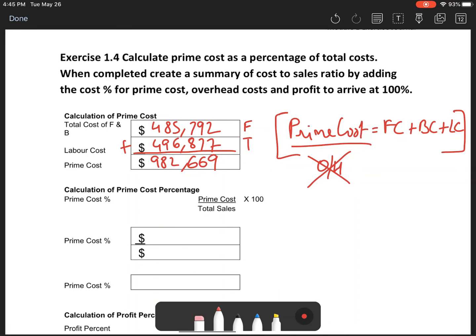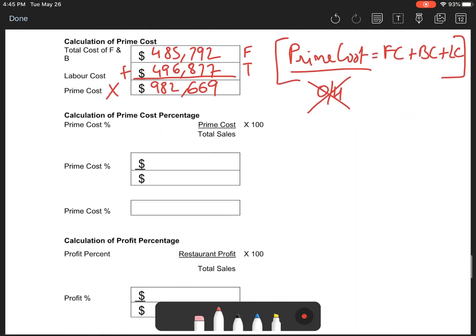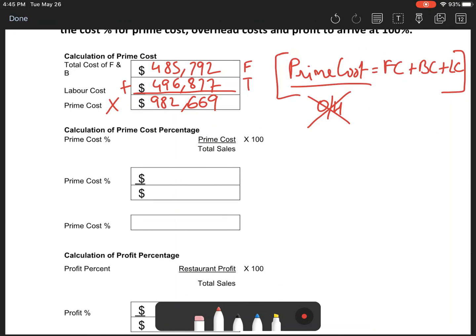But now we want to know the prime cost percentage. Before we move, let's give prime cost a symbol. Let's call it X. So to calculate prime cost percentage, we'll take the prime cost divided by total sales into 100. So prime cost was denoted by X divided by total sales, which was C, and we multiply it by 100. Again, remember, overheads are not a part of prime cost. Do not make that mistake of adding your overheads in this calculation.